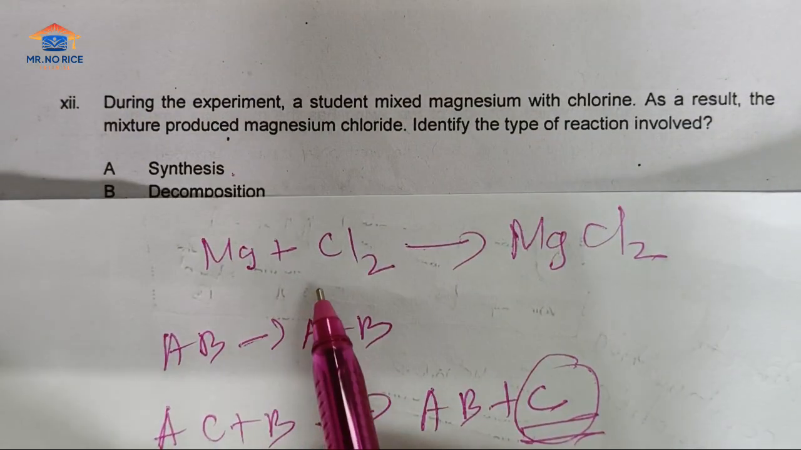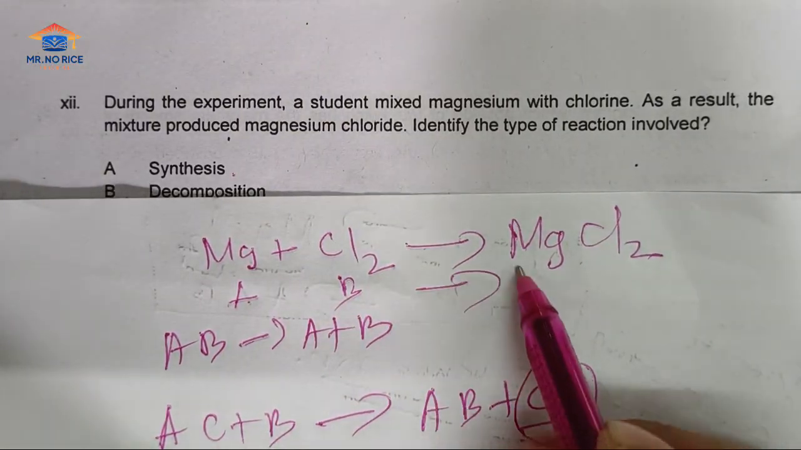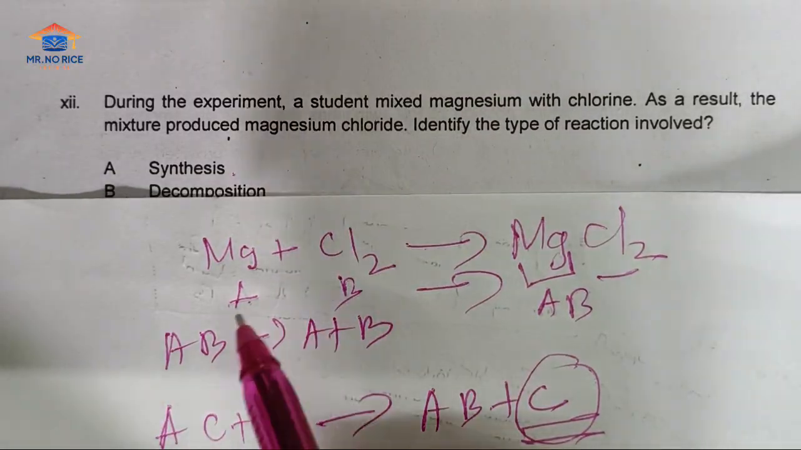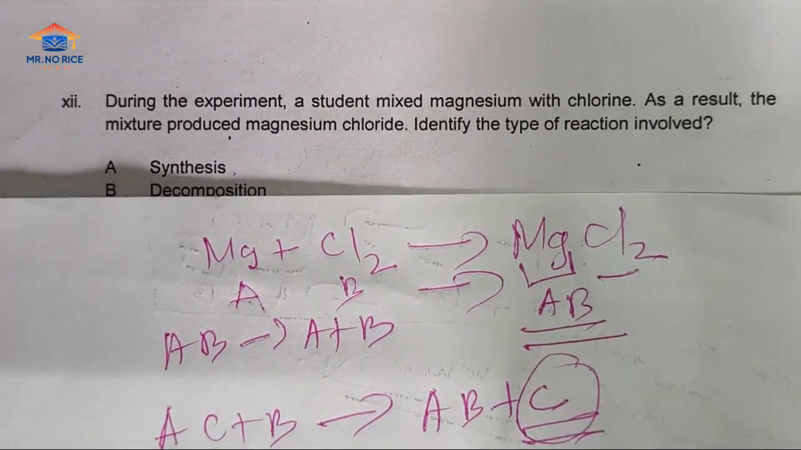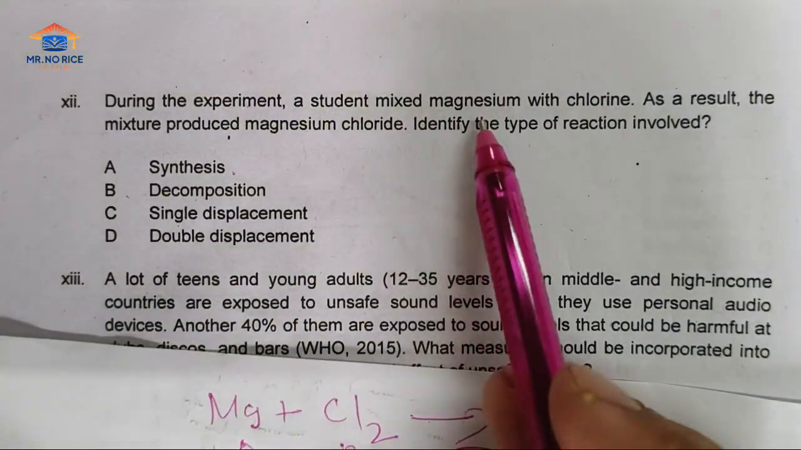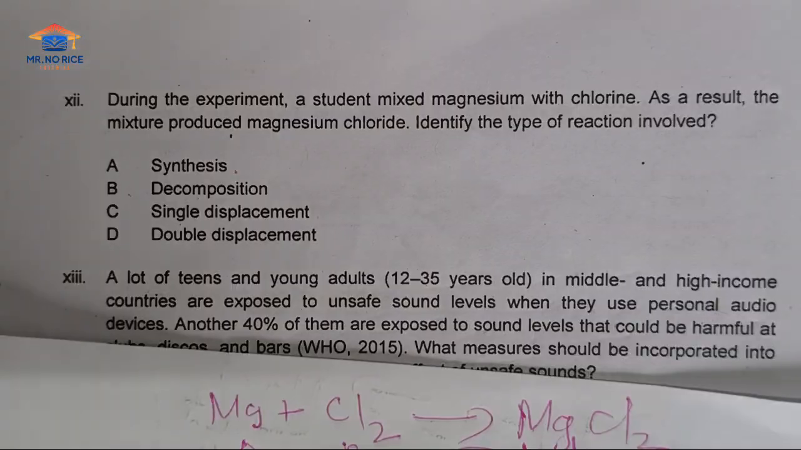So here in this example, you can see magnesium A and chlorine B. So they are combining directly and giving magnesium chloride, that is AB. So A plus B is combining and then getting AB. So this reaction, the bonding of magnesium with chlorine, is a synthesis reaction.